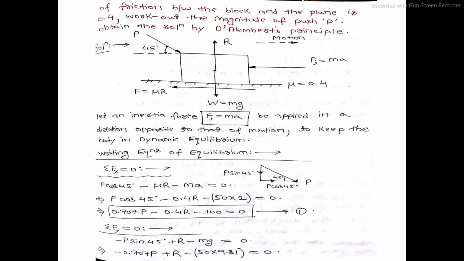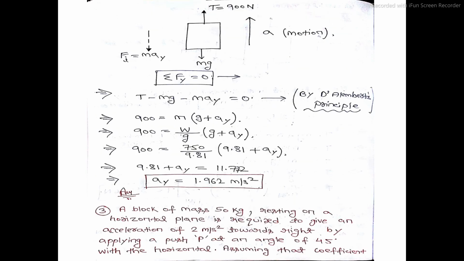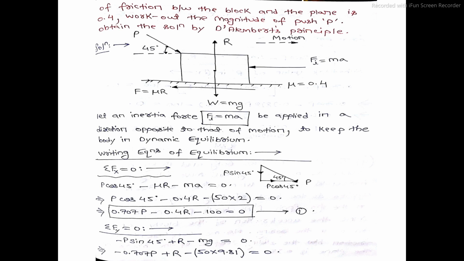Once again, I am repeating the question for you. A block of mass 50 kg resting on a horizontal plane is required to be given an acceleration of 2 meter per second square towards right by applying a push force P at an angle of 45 degree with the horizontal. Assuming that the coefficient of friction between the block and the plane is 0.4, work out the magnitude of push force P. Obtain the solution by Dalembert's principle.